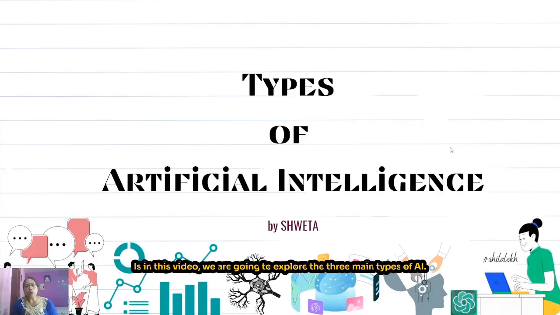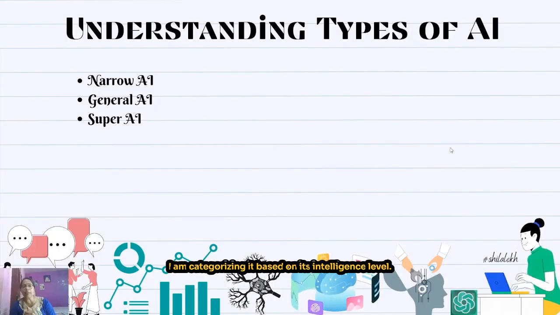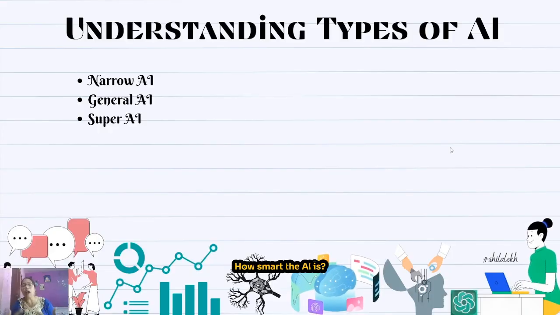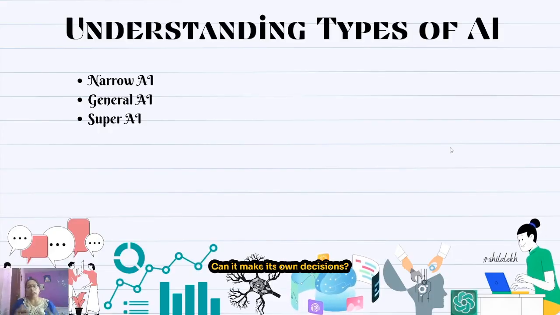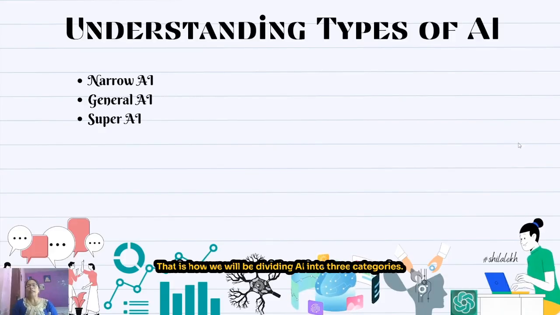In this video, we are going to explore the 3 main types of AI. Now, when I say types of AI, I am not categorizing it based on its use. I am categorizing it based on its intelligence level, how smart the AI is. Can it make its own decisions, or is it just following your instructions? Can it think, or at least try to think like us humans? That is how we will be dividing AI into 3 categories.